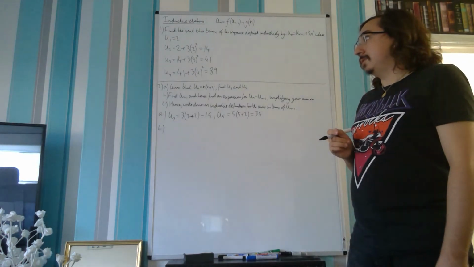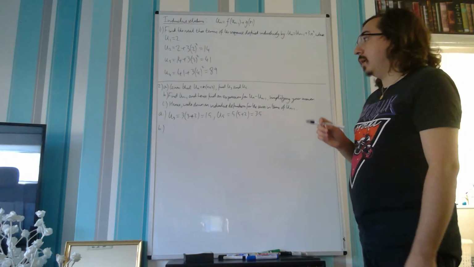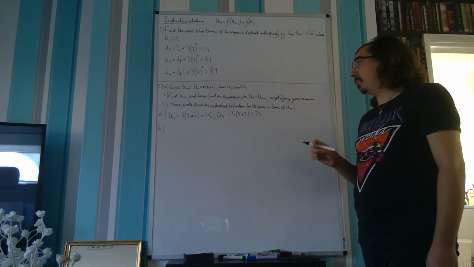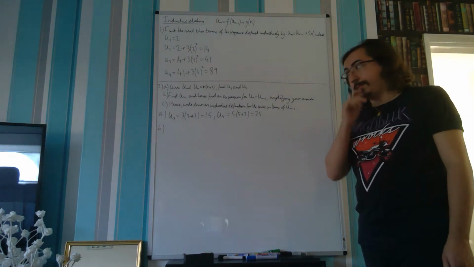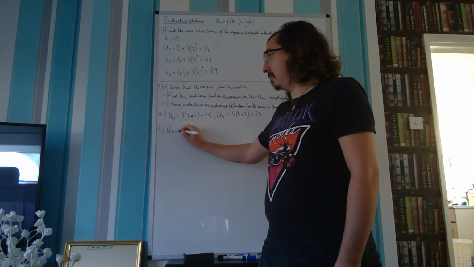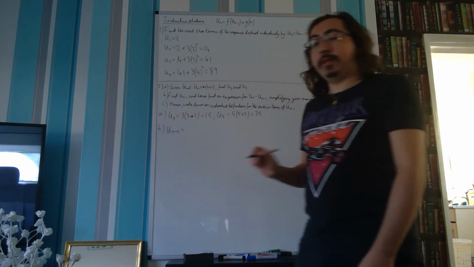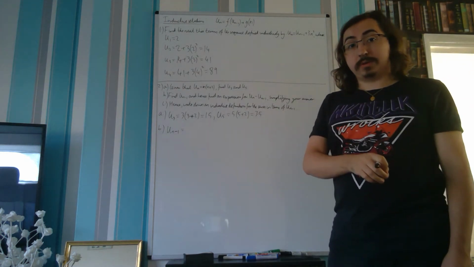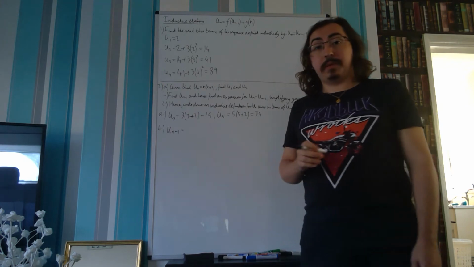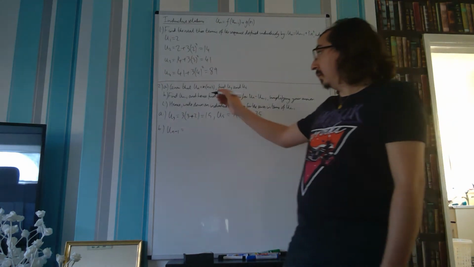Part B says find un minus 1 and hence find an expression for un minus 1 where you simplify your answer. So let's start with finding an expression for un minus 1. Well, if we're looking for the n minus 1th term, all that means is every time we have an n, we're going to replace it with n minus 1.